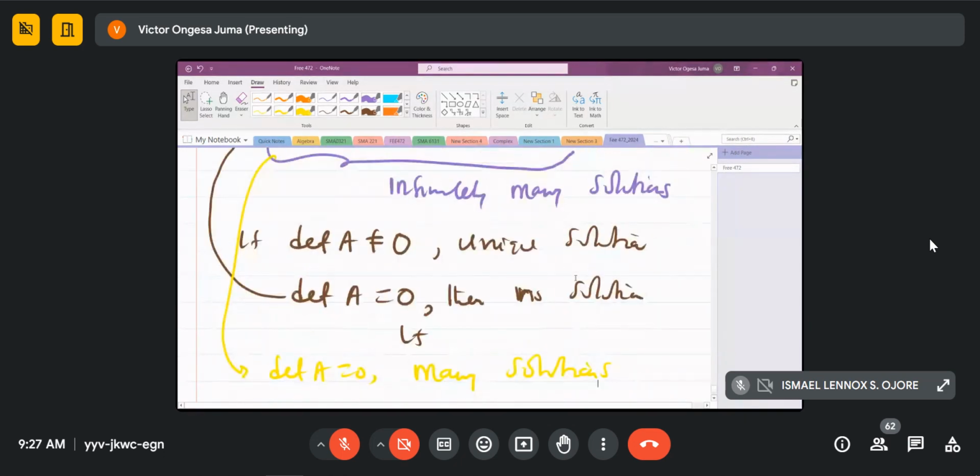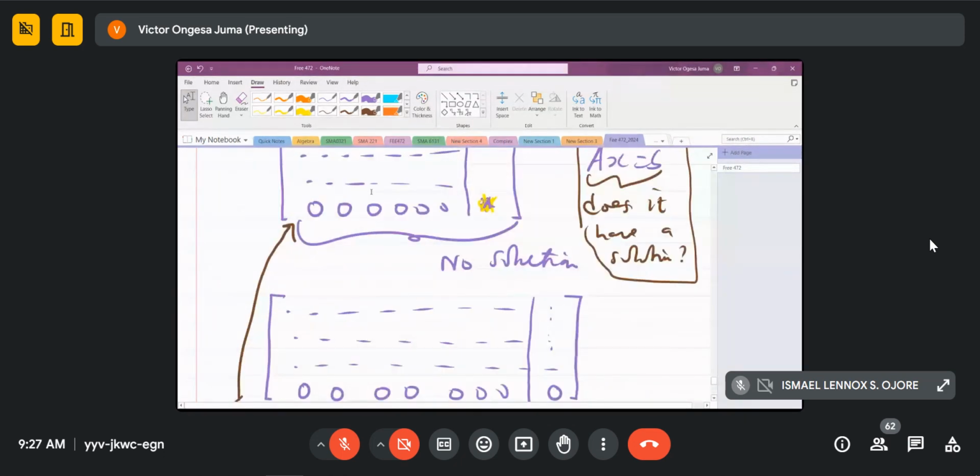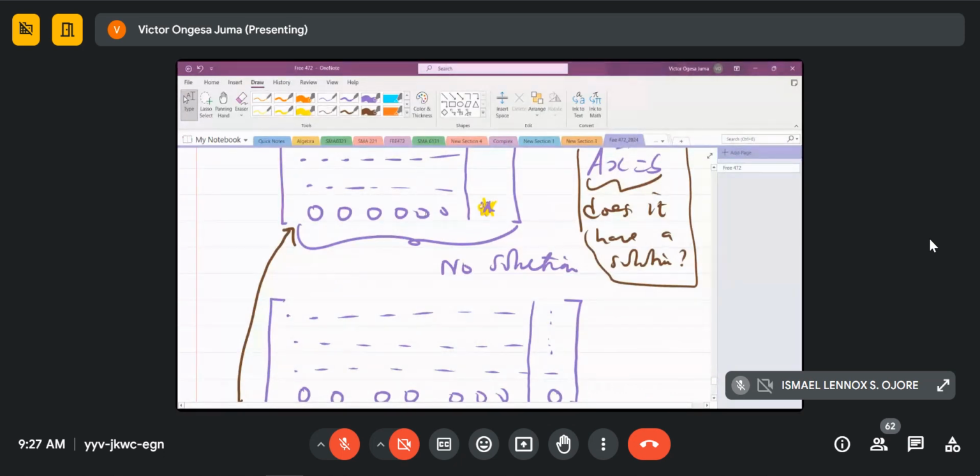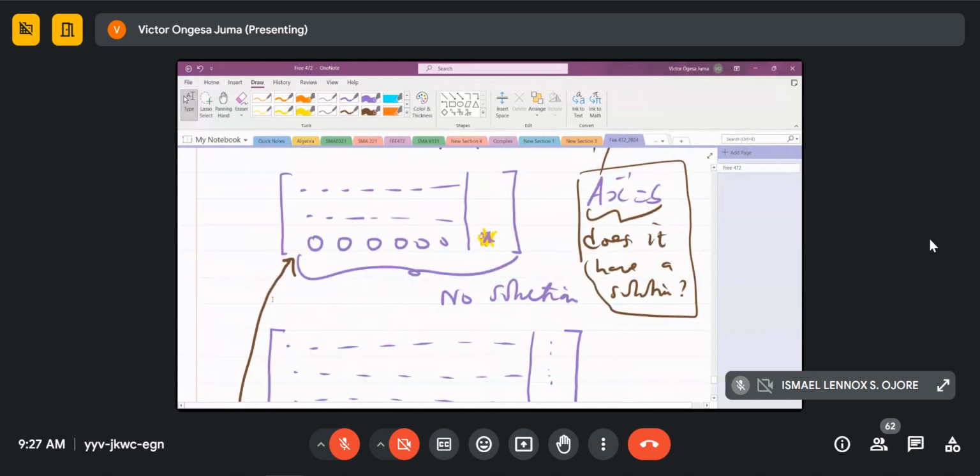And so always be careful, just by reducing, you look at the last row. If it's zeros everywhere, like this, many solutions. If this is zeros and this is not zero, there's no solution at all. Because there is no way you are summing up 0 plus 0 plus 0 plus 0 and then you get a number. There's no way.